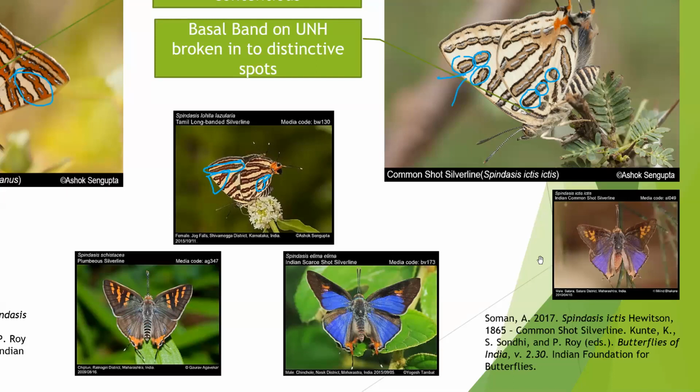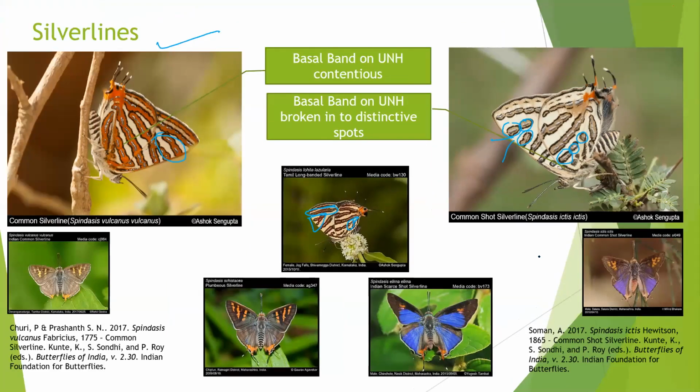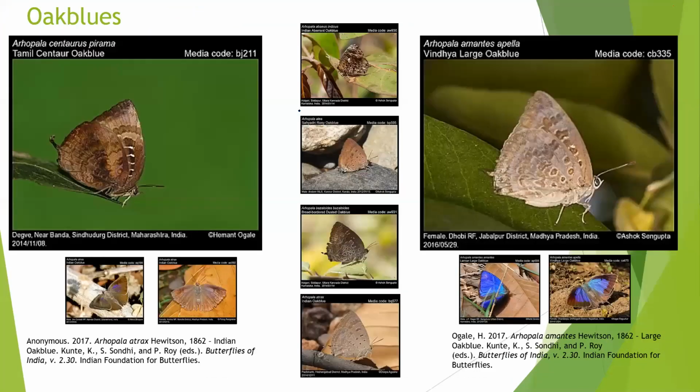But of course, species are very variable. We have another silver line in the Western Ghats called the abnormal silver line, which is a very distinctive insect and a very rare butterfly. I'm not going to discuss that here. We come to the oak blues.